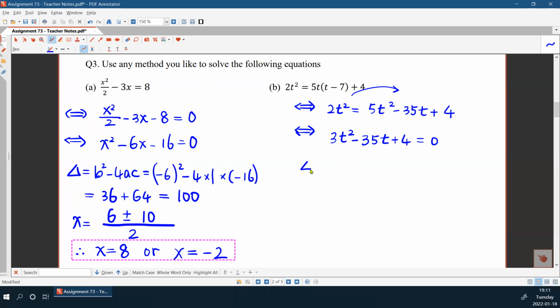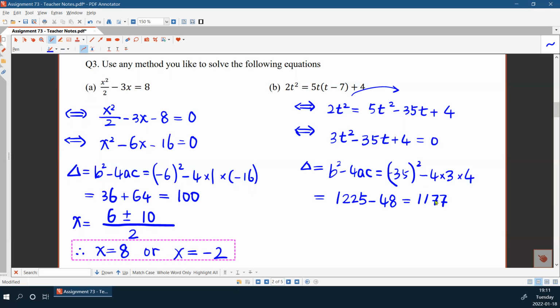Then again, I think next step, we can just directly use the quadratic formula, where delta is defined as b squared minus 4ac. Again, let's put all the values in. b squared is -35 squared, right? Then minus 4ac, which is 4 by a is 3, then by c is 4, right? Okay, then we need to calculate 35 squared, which is 1225. Then subtract 48, which will give us 1177.